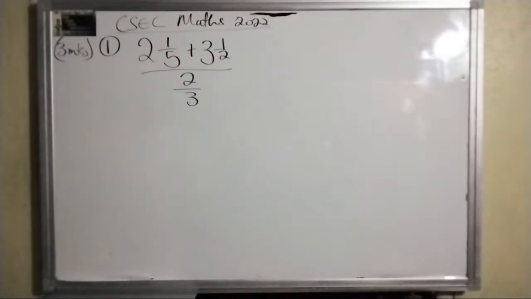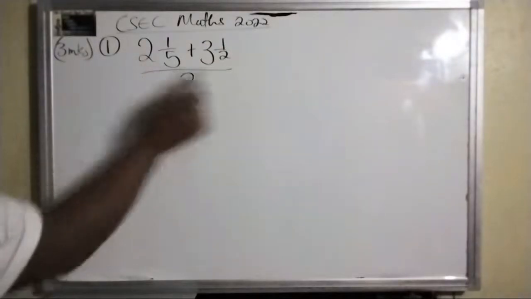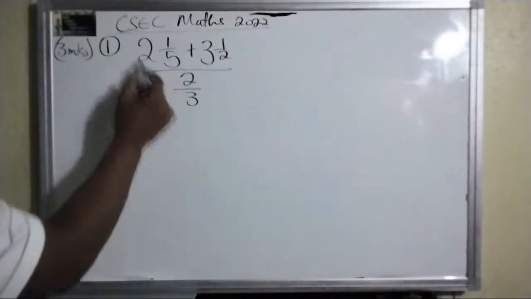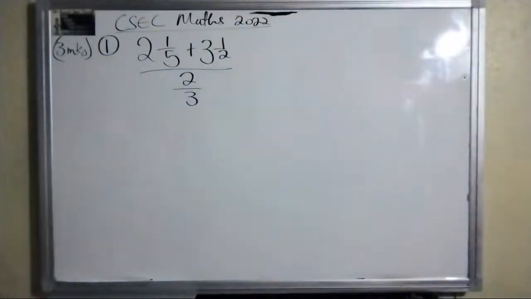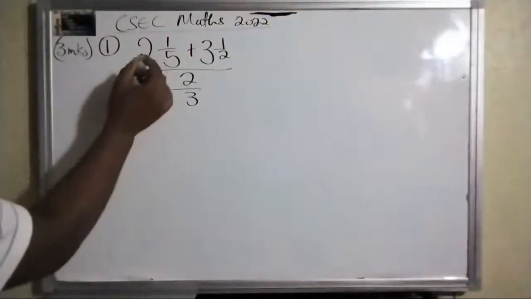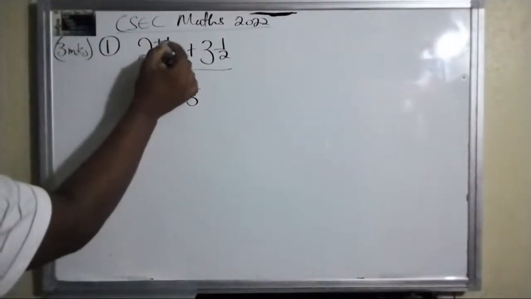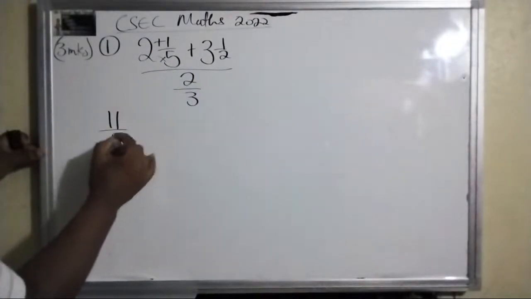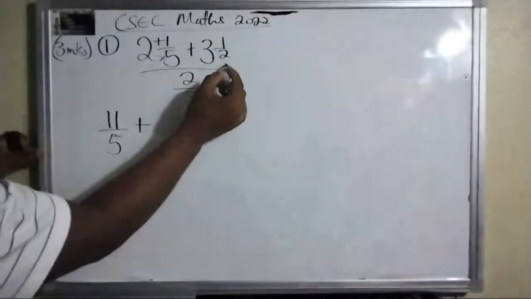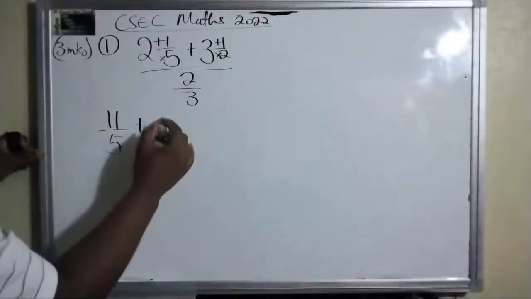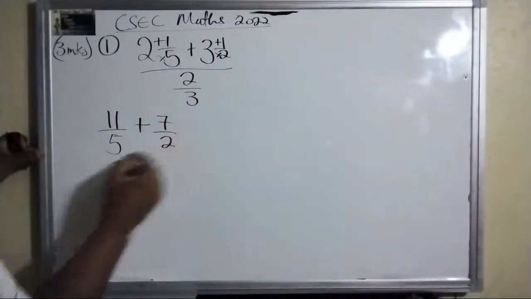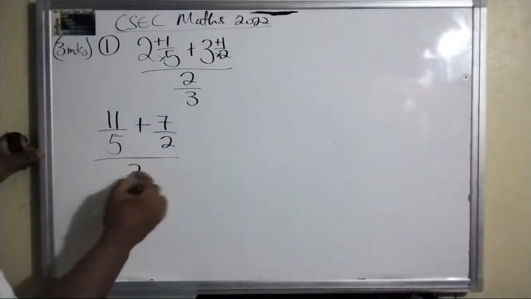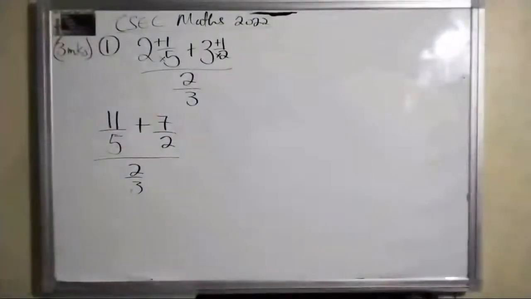Alright, so let's go. So we have 2 and 1/5 plus 3.5 divided by 2/3. So the first thing we want to focus on is the top. So we're going to convert 2 and 1/5 and 3.5 to improper. So to do that, we multiply 2 times 5 and we add 1. So 2 5s 10 plus 1, that's 11 over 5 plus 3 2s 6 plus 1, 7 over 2. And we are dividing by 2/3. So we're going to focus on the top now.